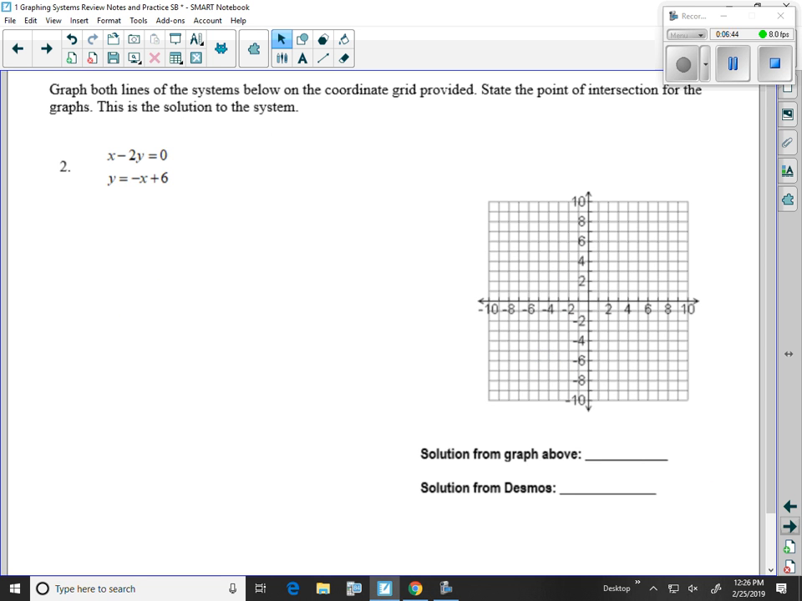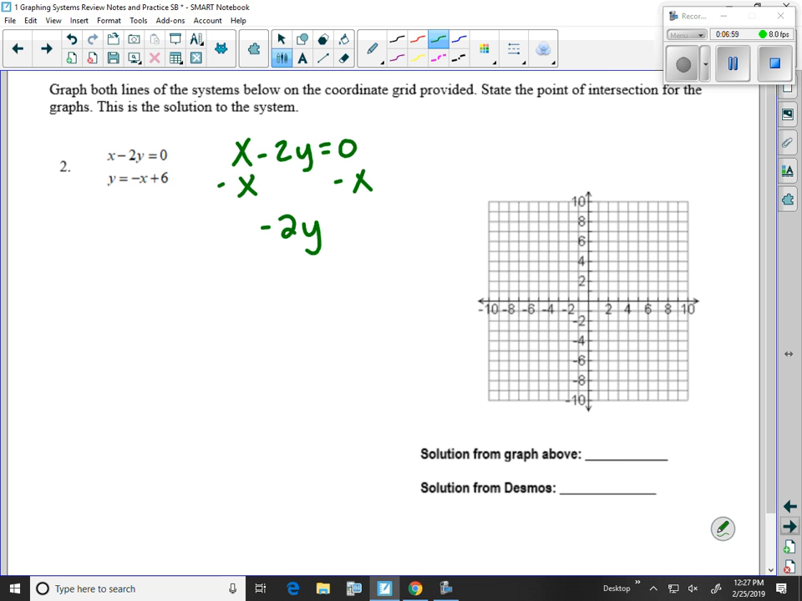Okay, number 2, is it ready to be graphed? No, it's not ready to be graphed. So I'm going to rewrite my first equation. How do I rewrite that? What am I going to do first? Subtract x. Okay, what's next? Divide by -2. Okay, so now I have y by itself.